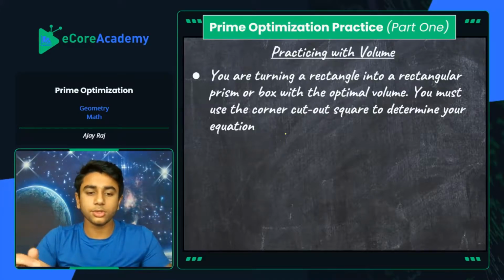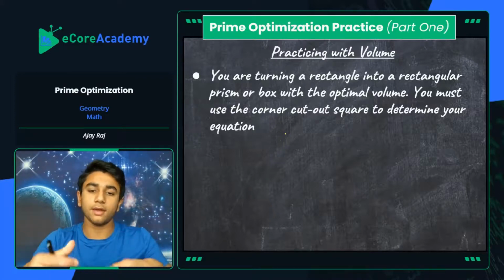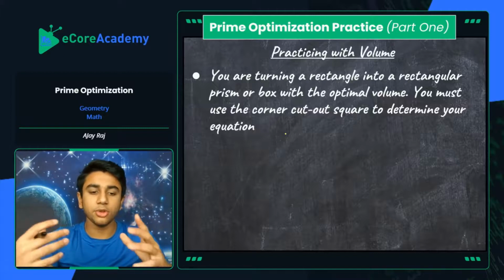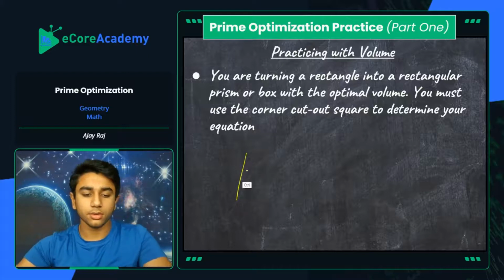So in order to do that, you're going to have to take your rectangle, and in order to fold it up into a box, you're going to have to cut out squares in each and every one of the corners. Now, that's going to be your x value in your quadratic equation. So let me draw out this rectangle here.